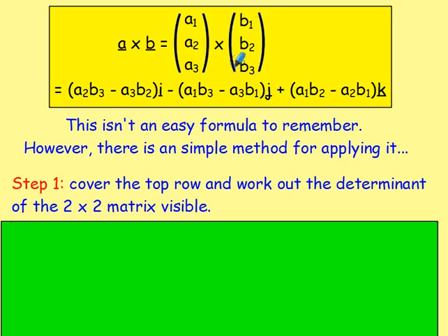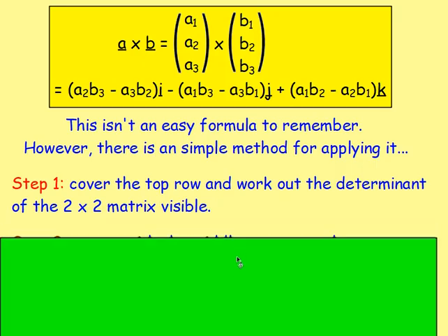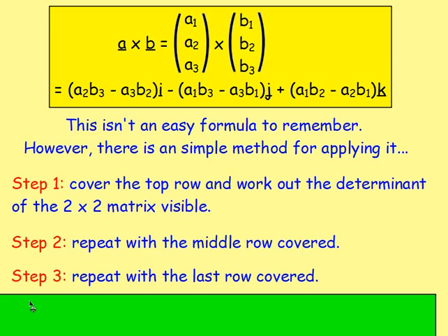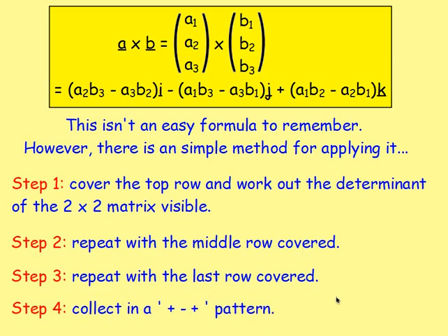And then if you cover up that last row, then you would have A1 B1 and A2 B2. So you could have A1 times B2, take away B1 times A2. So really you're covering up the top row, working out the determinant of the 2 by 2 matrix visible. You're repeating that with the middle row, then repeating that for the last row. And when you do that, you would then collect each part together in a plus, minus, plus pattern. And these would be the coefficients of I, J, and K.